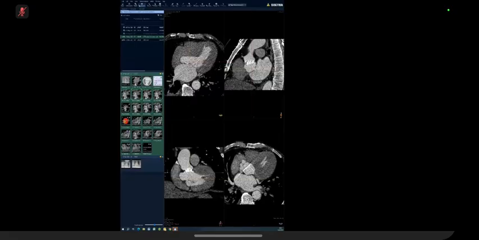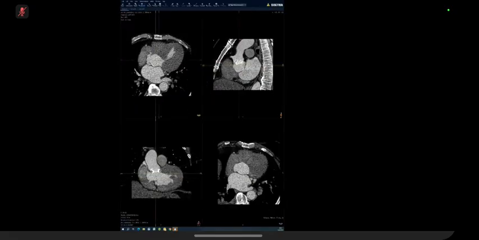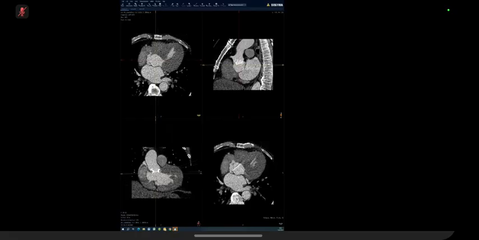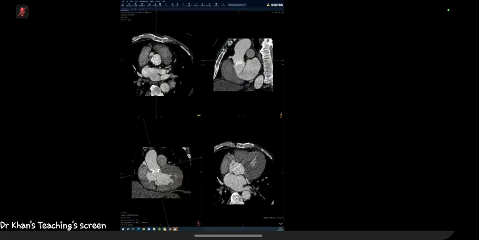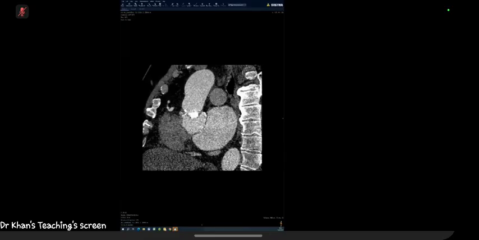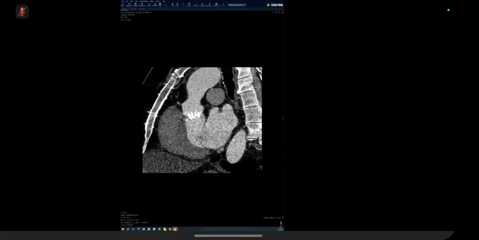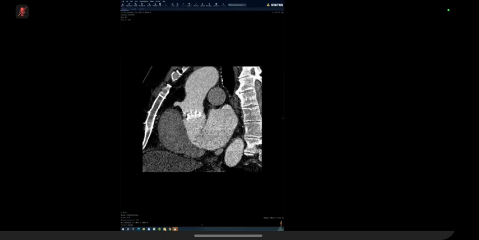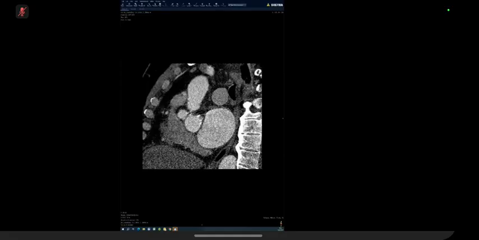I'll give you a cardiac MPR view. So look at the aorta. Look at this view. That's one coronary. That's the other coronary. That's the artificial aortic valve. Then there's this thing.